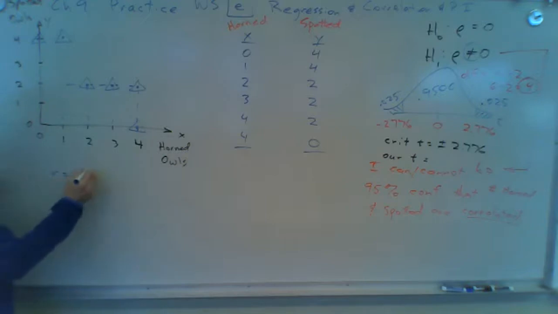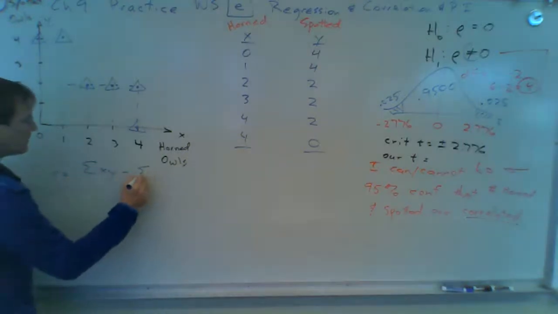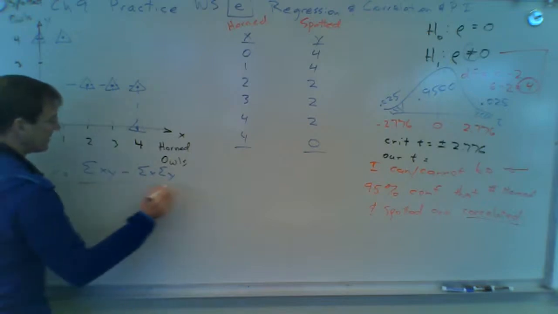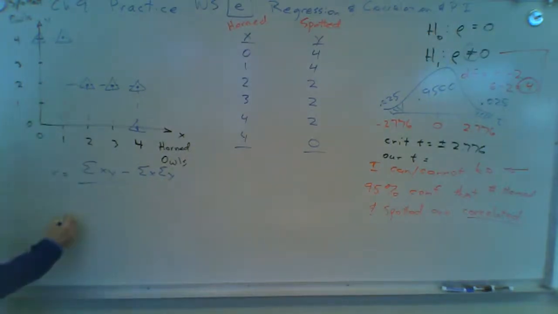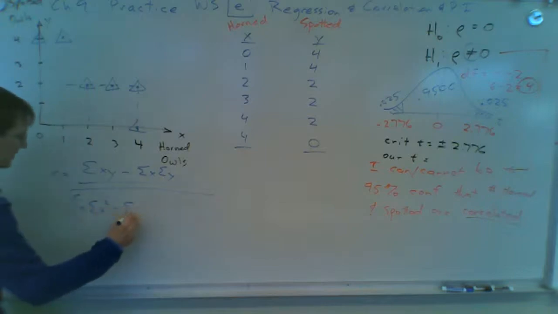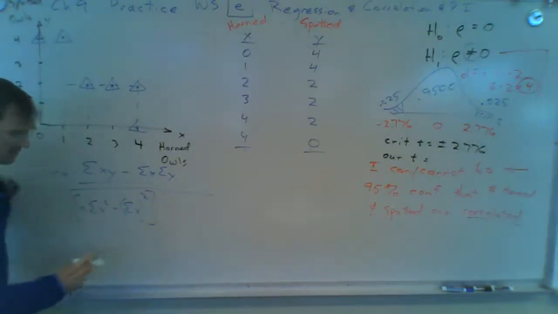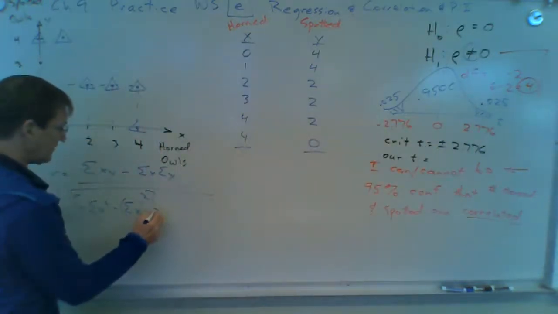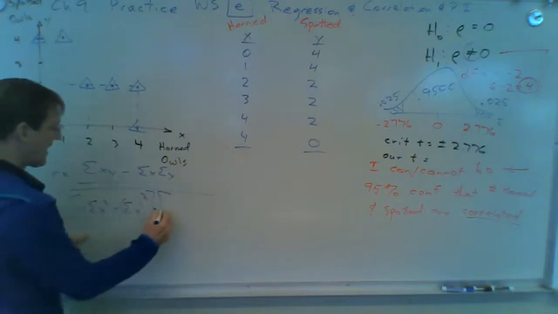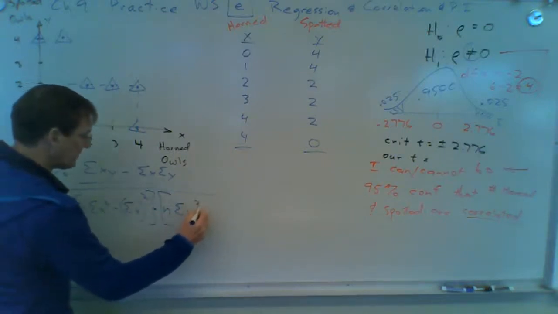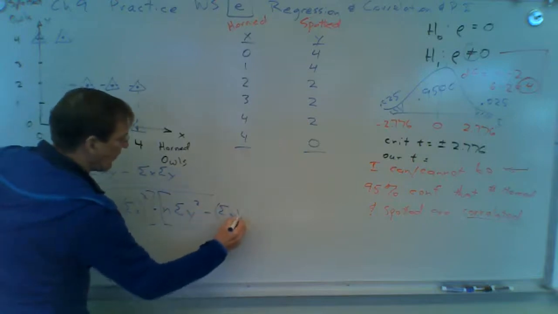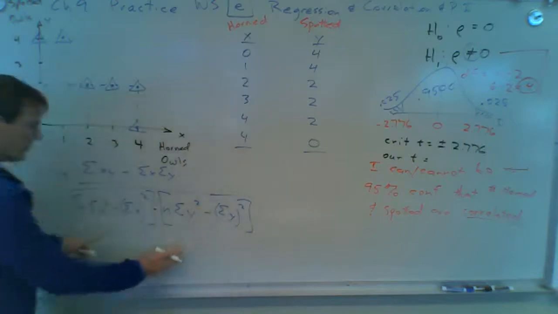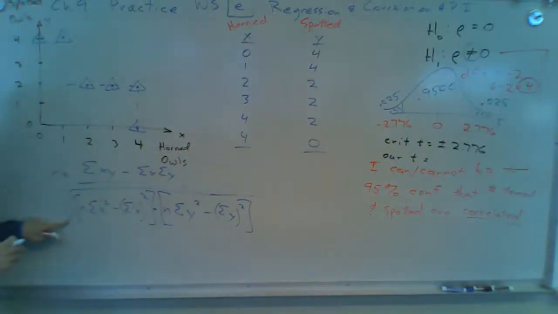The correlation coefficient is equal to the sum of the xy's minus the sum of the x's times the sum of the y's, all over the square root, and it's this big crazy square root. On the bottom is n times the sum of the x squareds minus the sum of the x quantity squared. I've got to check it to make sure I'm remembering it right. Times another parentheses, n times the sum of the y squareds minus the sum of the y's quantity squared. You multiply those 2 numbers together, you take the square root of the whole thing.